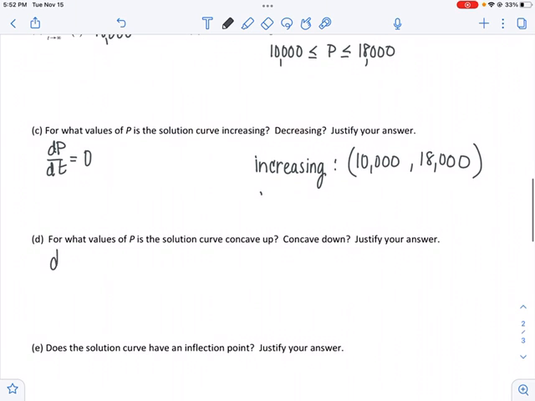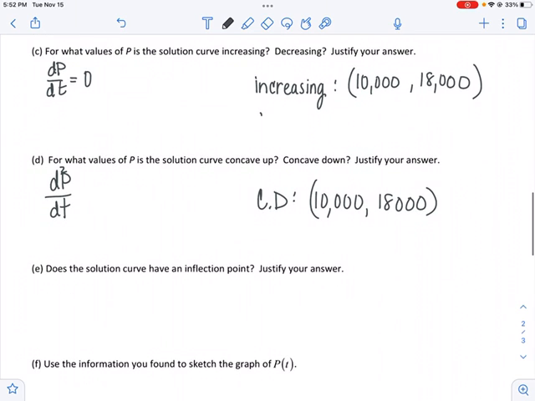Then, it's concave down for what values of P of t? We have the second derivative, the same thing as before. Then the graph is concave down on 10,000 to 18,000, because your interval is changing here. And does the solution curve have an inflection point? The answer is no, because the second derivative doesn't change sign.